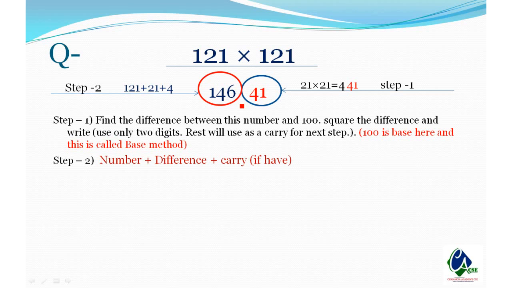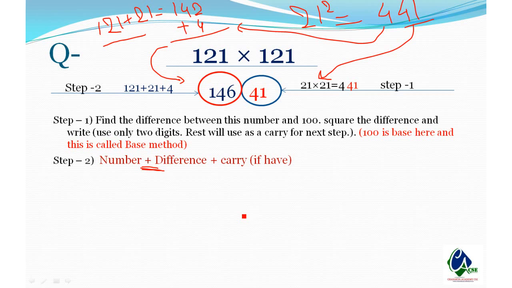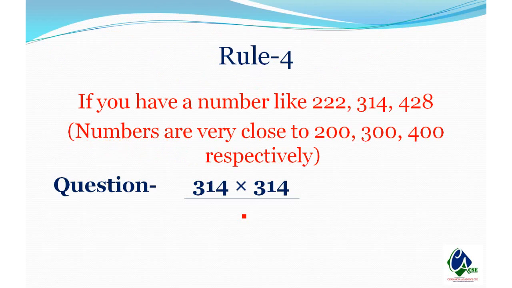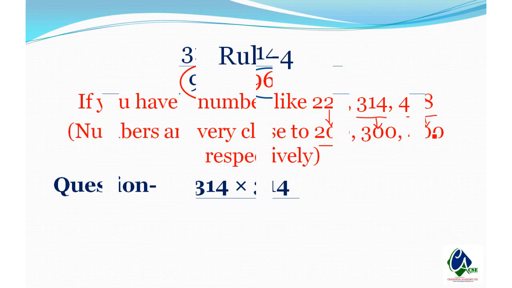Friends, see our next example, next rule. If you have a number like 222, 314, 428, friends, here for 222 the base is 200, for 314 the base is 300, for 428 the base is 400. So see how to calculate the square of these numbers.